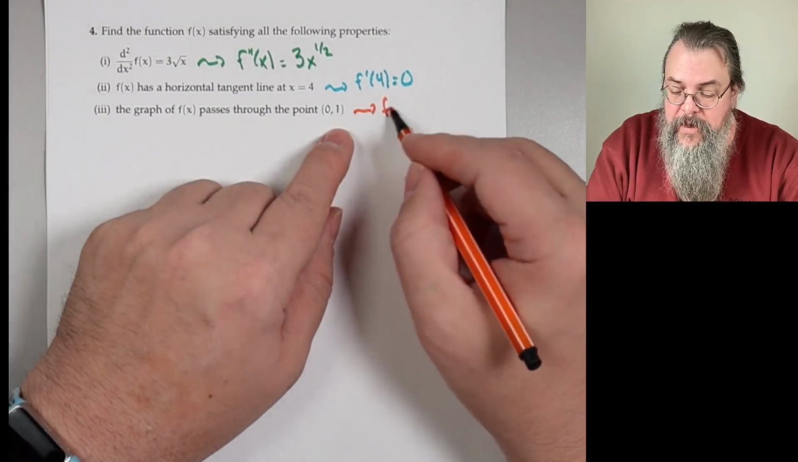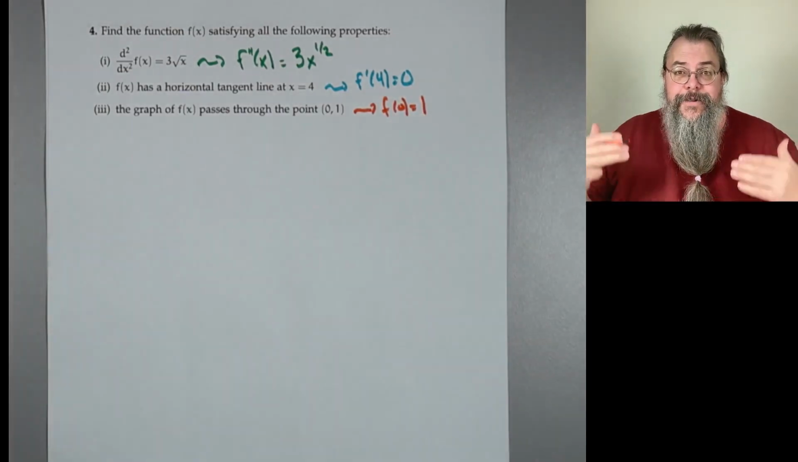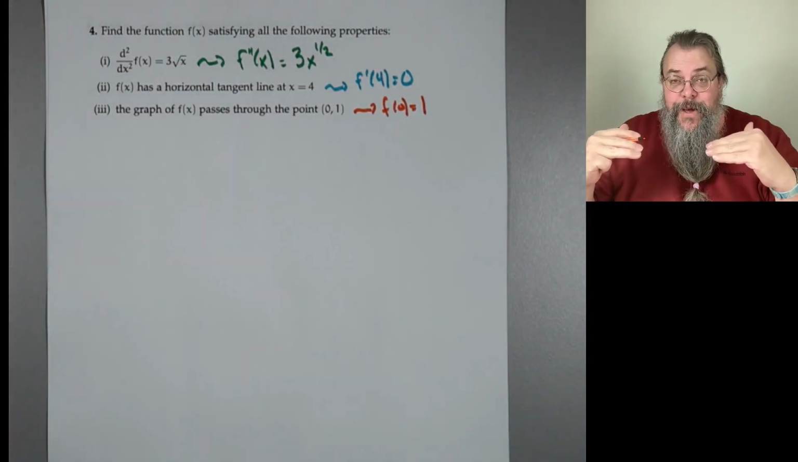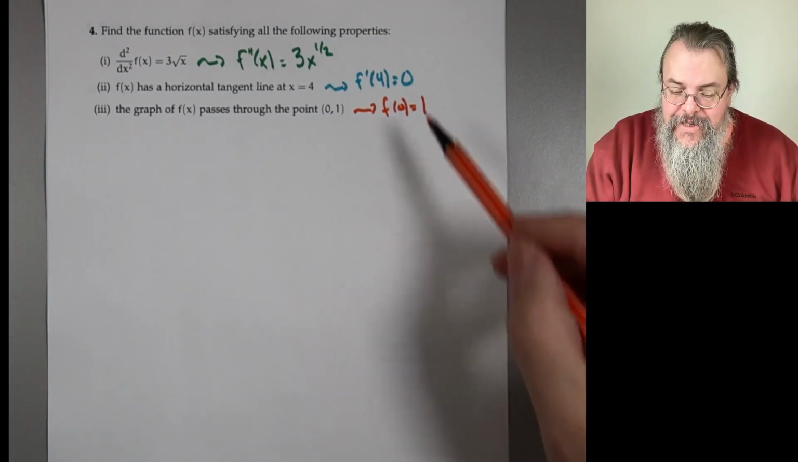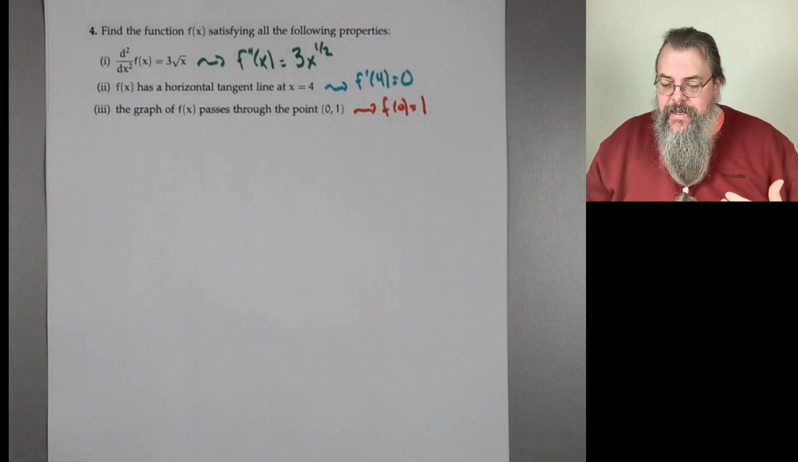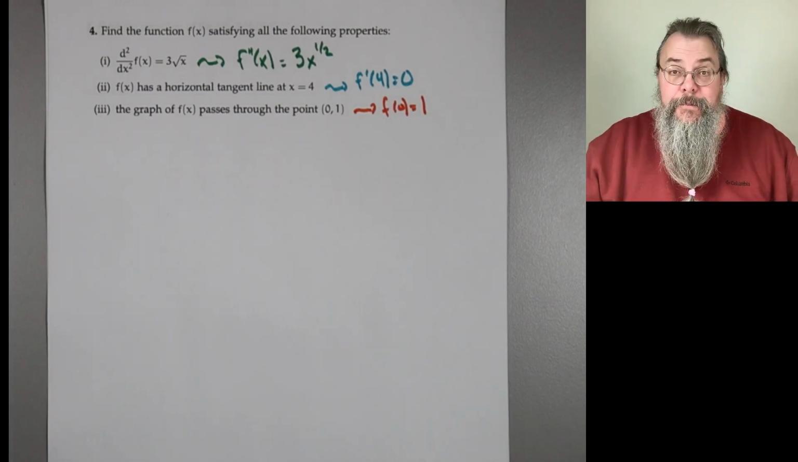So f of 0 equals 1. All right, now, what do we have? Second derivative. We want to find the function, and we have initial conditions. So great, that's not so bad. In fact, we can do that. We have our ways. We have a plan.